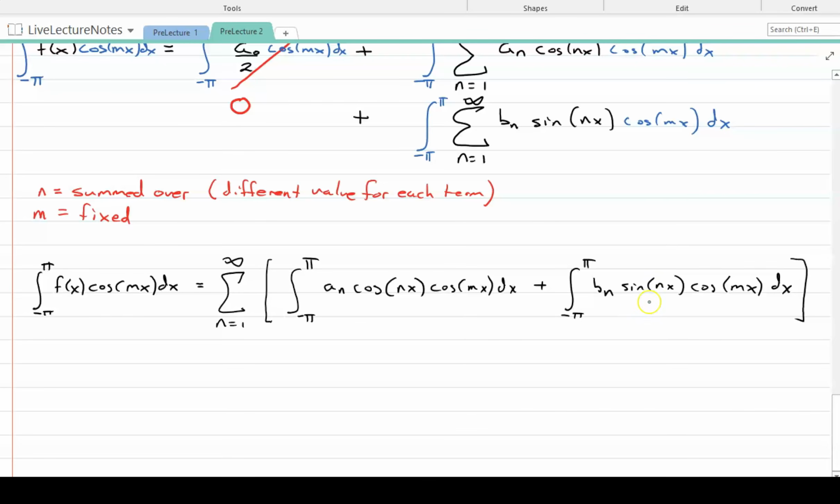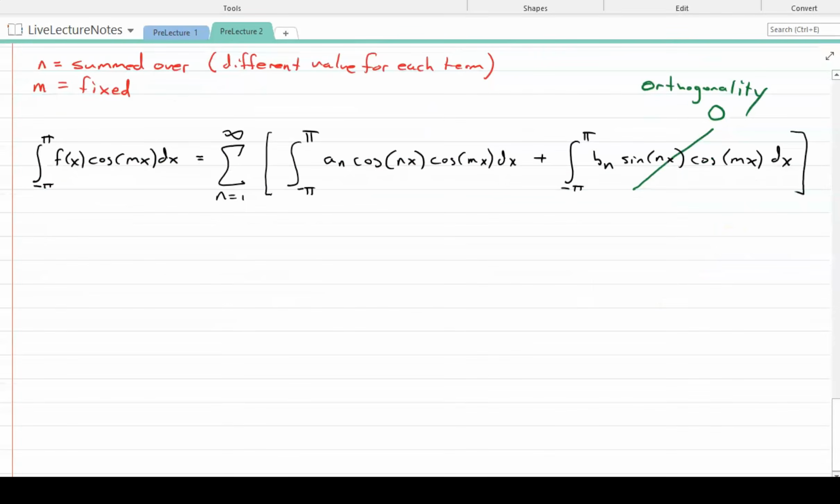Remember, the integral of sine nx cosine mx from minus pi to pi is equal to 0 by orthogonality. It doesn't matter what n and m are. This second one, the first one there, let's think about what this means.